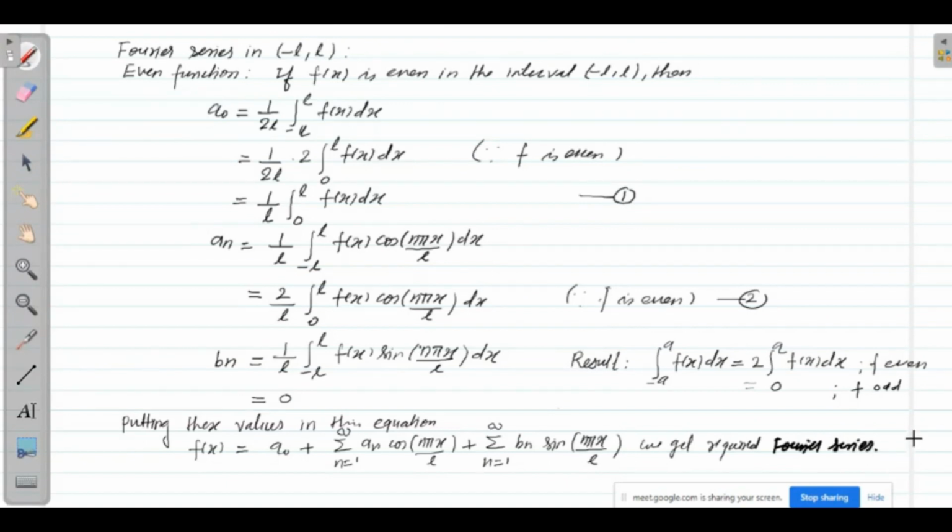We get the required Fourier series. Okay, I hope you understood how to find the Fourier series in the interval minus L to L. Okay. Similarly for the odd case we will have, let us write down the odd case also. For odd function.